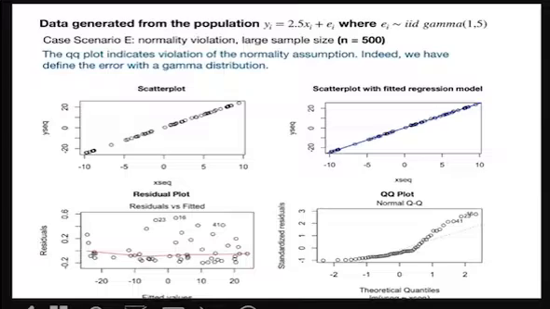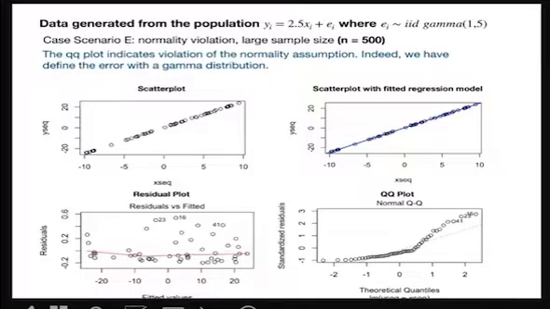I'm working with a linear model. I'm back at my linear model, but I realize the error does not follow a normal distribution. Now the error follows a gamma distribution, and I want the diagnostic plot to detect that. What do you expect the normal QQ plot to tell me? That it is a violation of normality, because the error is not from a normal distribution, the error is from a different distribution.